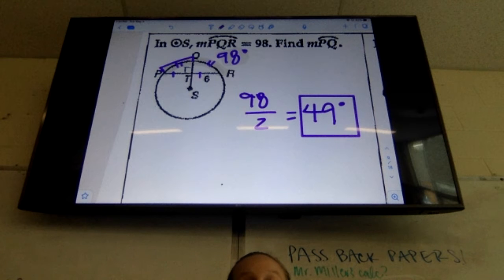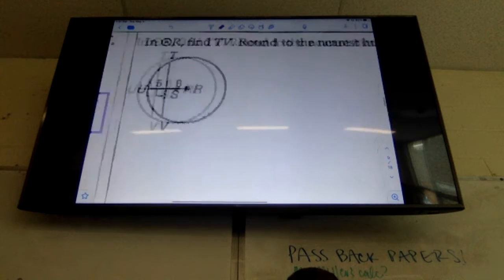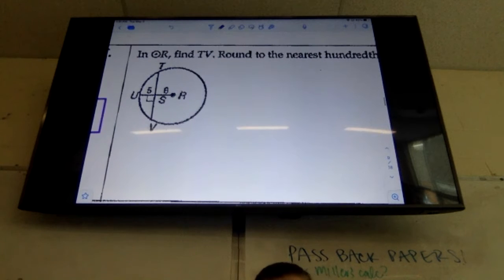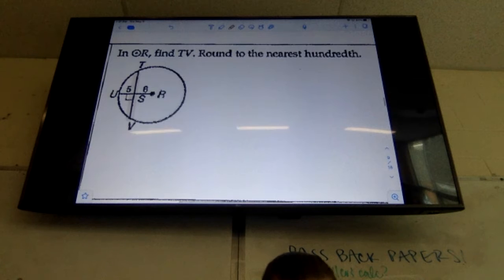All right, that's all I've got there. Are we okay with that? Yes. Okay. Next problem says in circle R, find TV. So we want to find this distance right here. It says round to the nearest 100th.